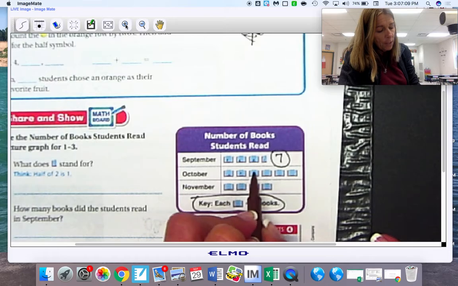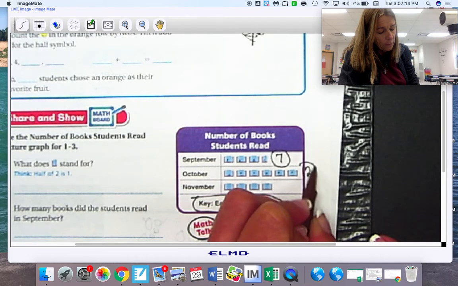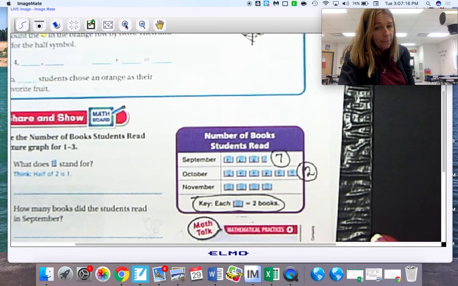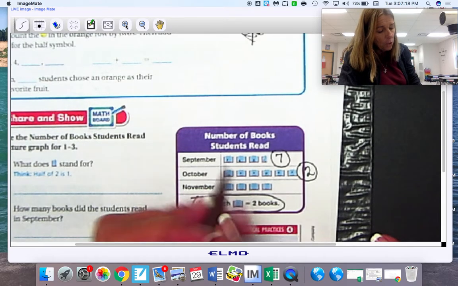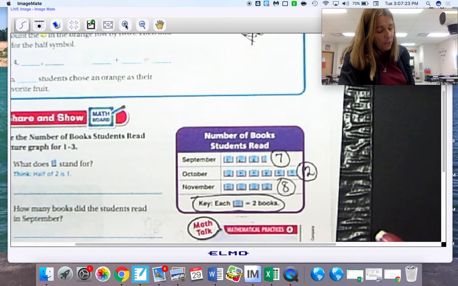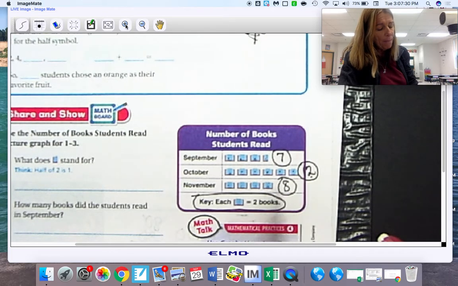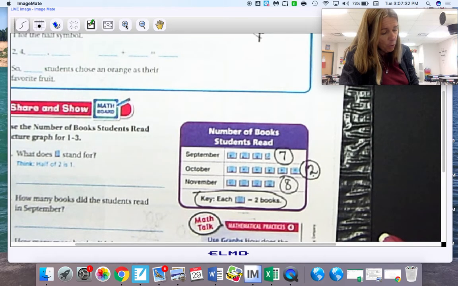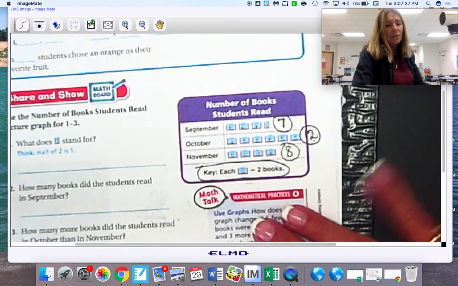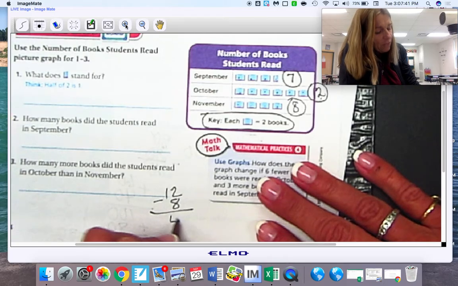2, 4, 6, 8, 10, 12. 2, 4, 6, 8. So then if the survey asks, how many more read books in October than November? I would know I would subtract. Excuse me. Wow, excuse me. 12 minus 8 is 4.